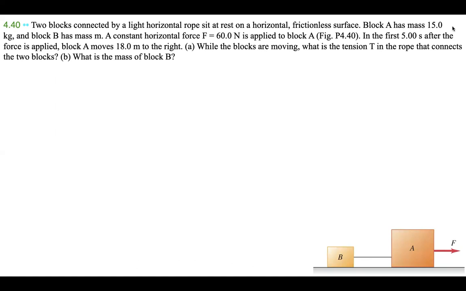Two blocks connected by a light horizontal rope sit at rest on a horizontal frictionless surface. Block A has mass 15.0 kilograms, and block B has mass M. A constant horizontal force, F equals 60.0 newtons, is applied to block A. In the first 5.00 seconds after the force is applied, block A moves 18.0 meters to the right. A, while the blocks are moving, what is the tension T in the rope that connects the two blocks? B, what is the mass of block B?